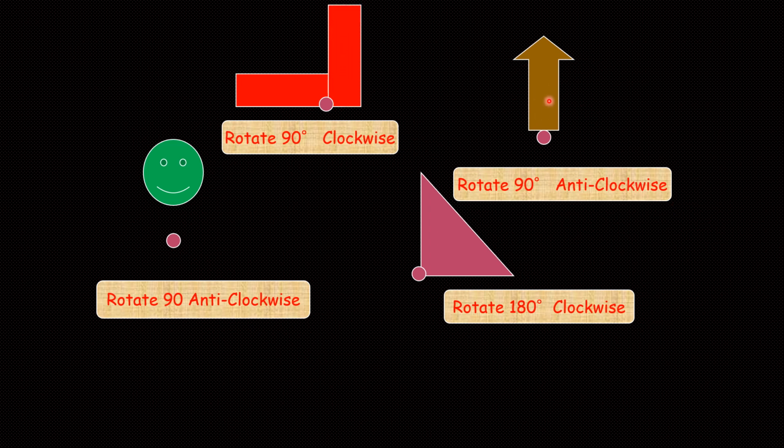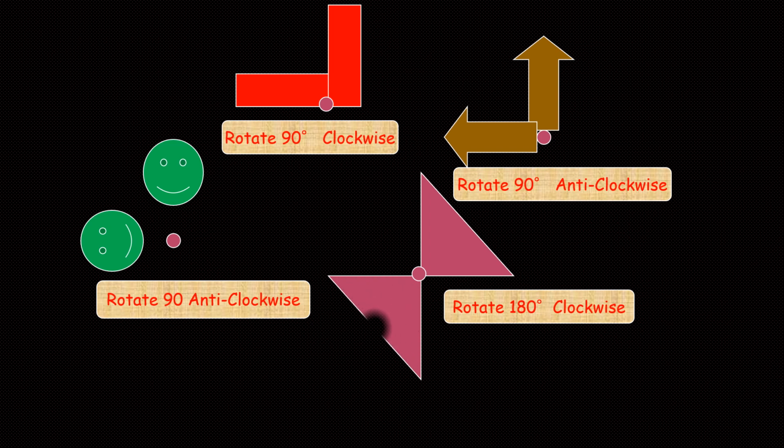Now the second one, this arrow, if you have to rotate 90 degrees anti-clockwise, then how will it look? It will look like this. And then if you have to rotate this anti-clockwise, then how will it look? Like this. And then the last one, rotating it 180 degrees clockwise, it will look like this. Okay, so if you have got all the answers correct, congratulations, you have understood the concept. Very well done.